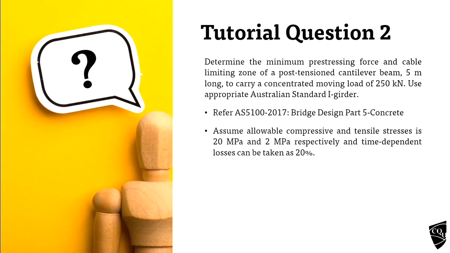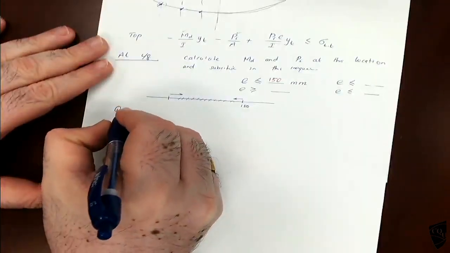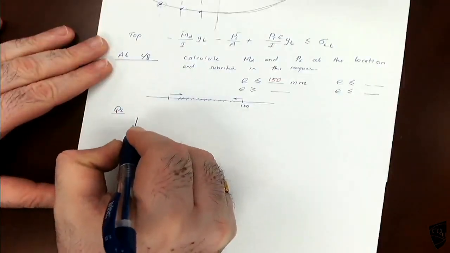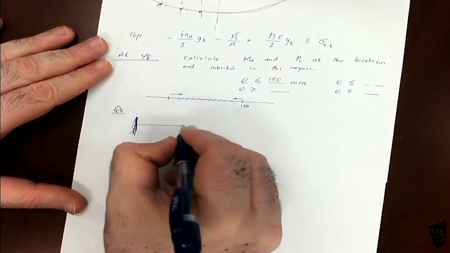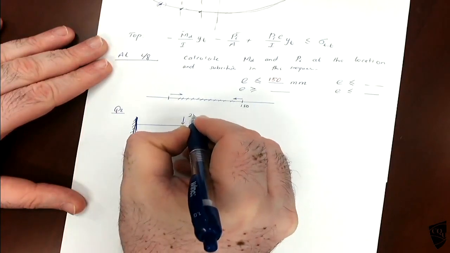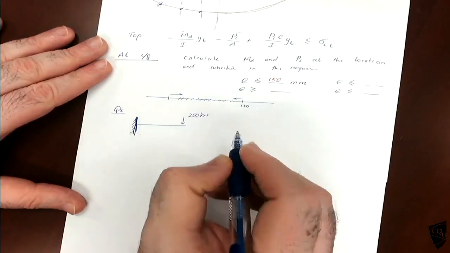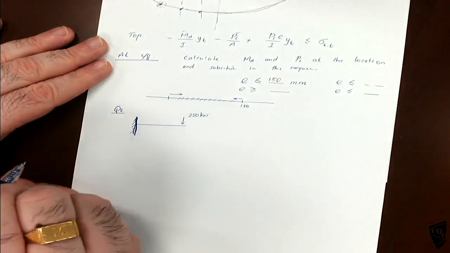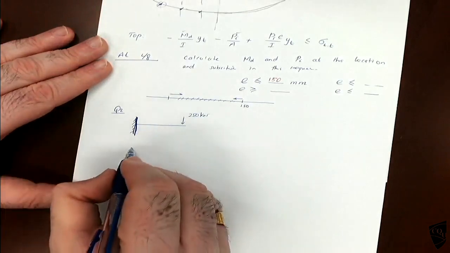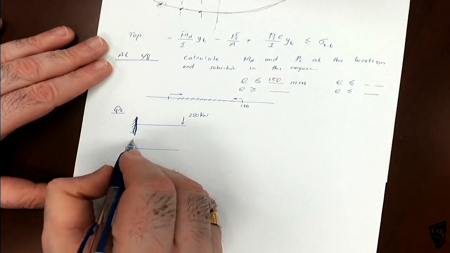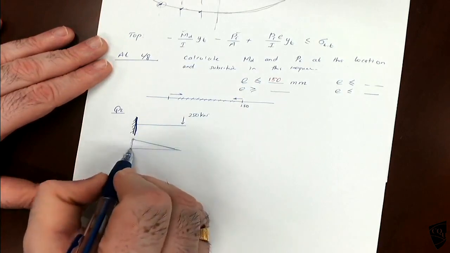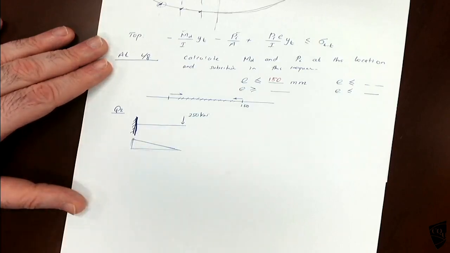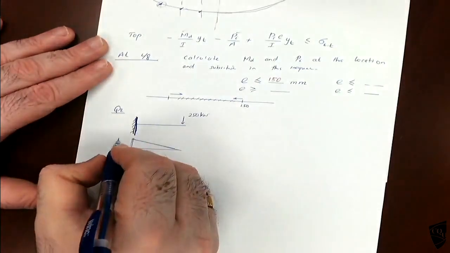So this one is a tutorial question. It's a cantilever beam with 250 kilonewton. The bending moment diagram is like that. This is PL.